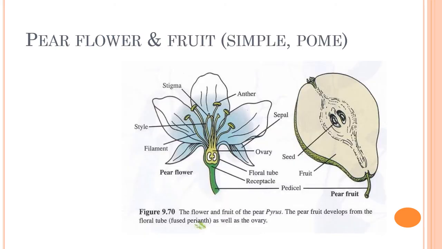This is simple. We call it pome fruits. This includes pear, apple, quince. All of these are pome fruits. This is of course simple. That means one flower, one ovary.